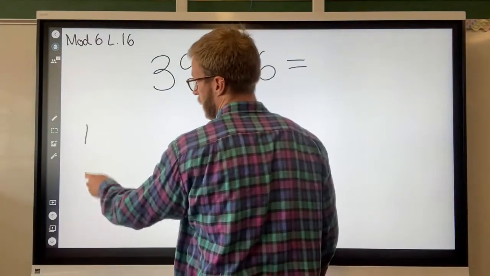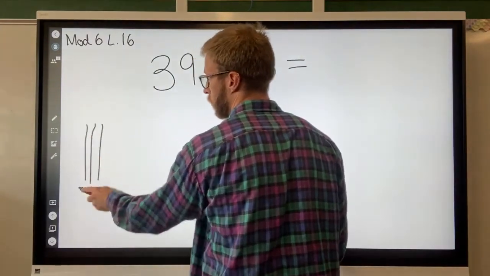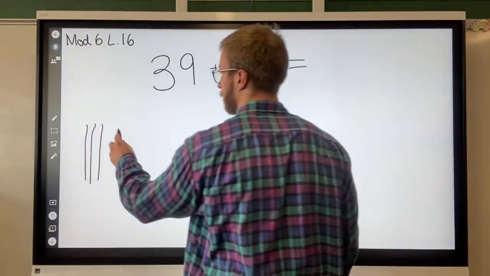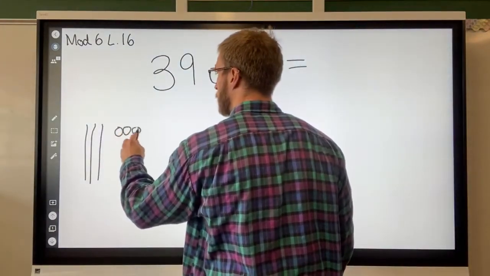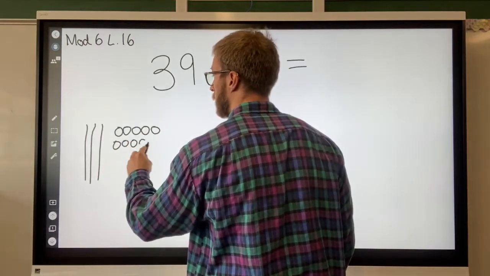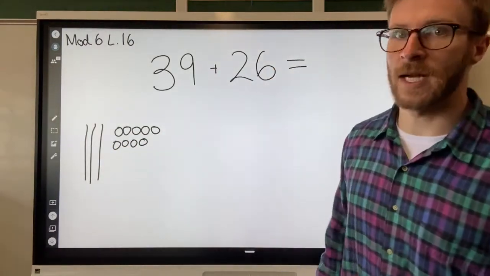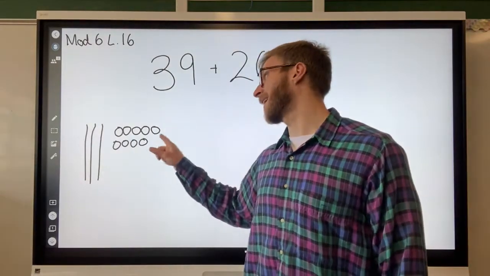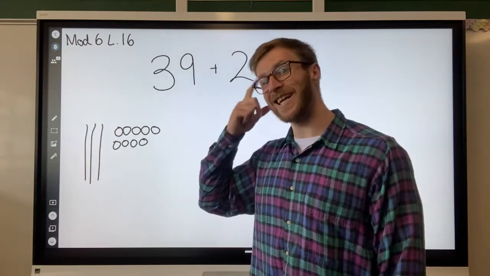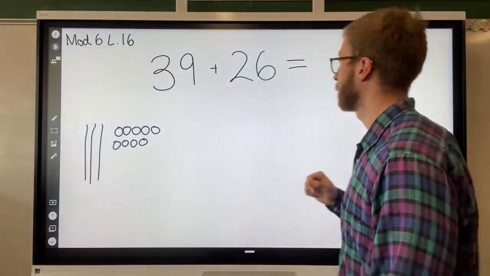3. Let's draw 3 tens. 1, 2, 3. How many ones do we have? 9. 1, 2, 3, 4, 5, 6, 7, 8, 9. Remember, keep these nice and neat. I can tell that I only need one more 1 to make a group of 10. And I have to keep my eye out for that.